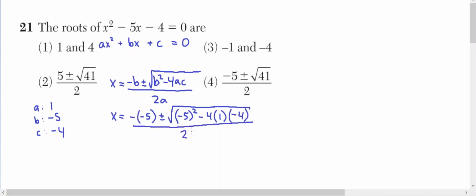And then we divide everything by 2a, which is 2 times 1. So let's simplify this a bit. Negative of negative 5 is positive 5. And then negative 5 quantity squared is negative 5 times negative 5. Again, the minus signs cancel out, and the 5s are left with 5 squared, which is 25.